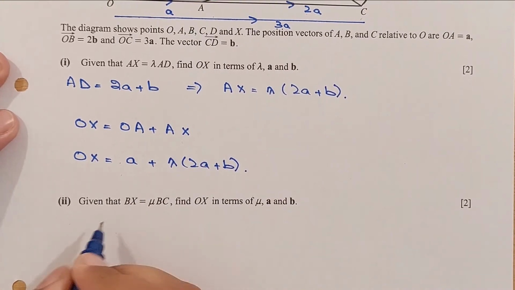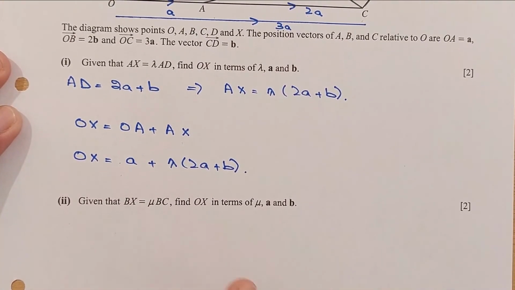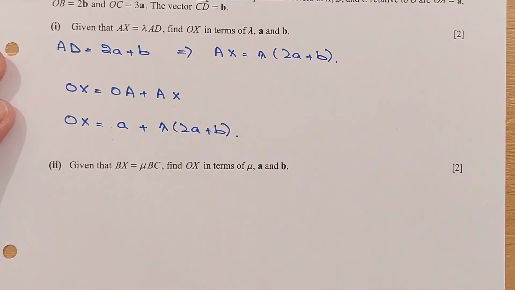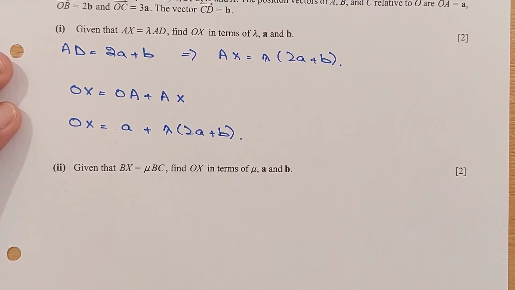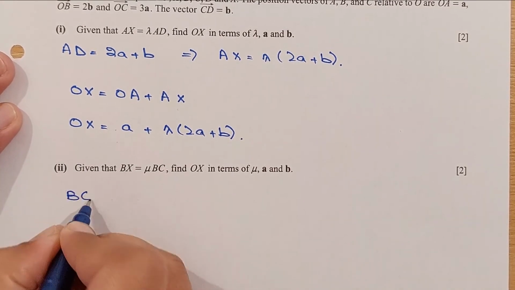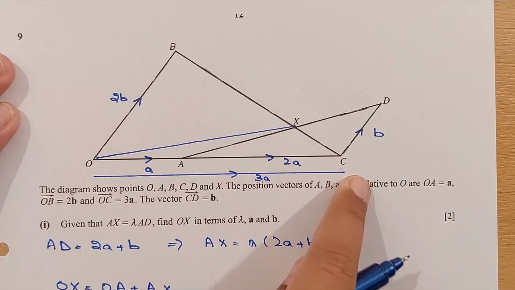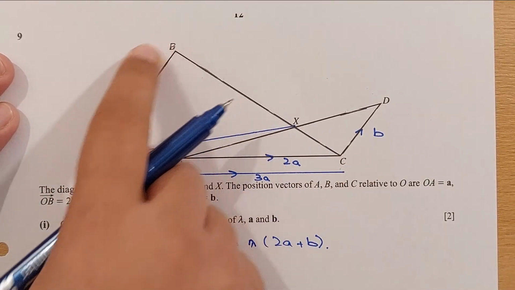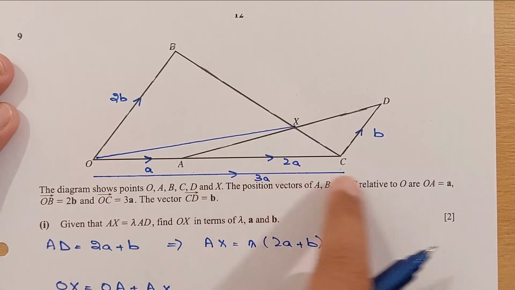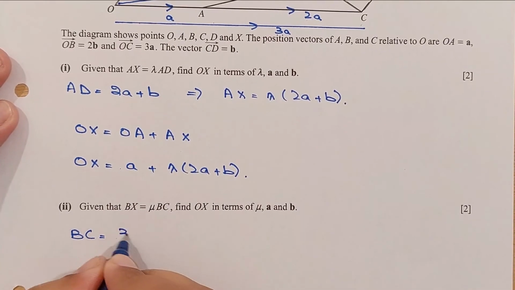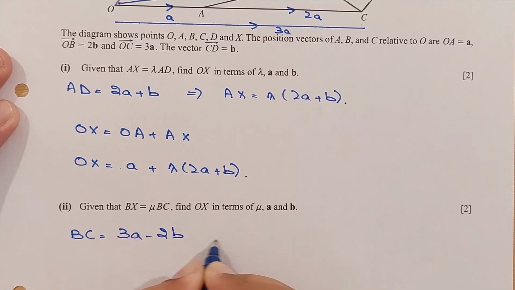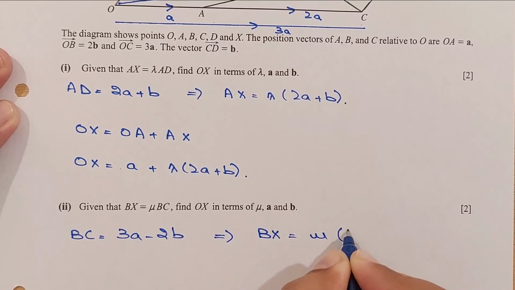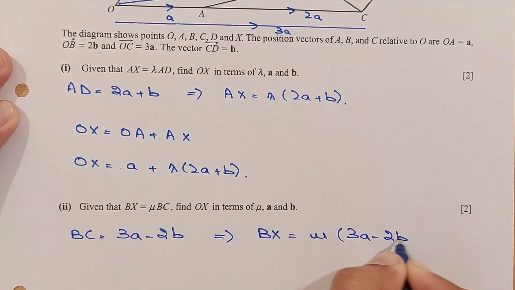Now for the second part, given that BX equals mu BC, B to X is mu times BC. Find OX in terms of mu, a and b. So let me find BC. B to C follows the path of B to O and O to C. So minus 2b and 3a. So we can say 3a minus 2b. And from here, BX equals mu times 3a minus 2b.